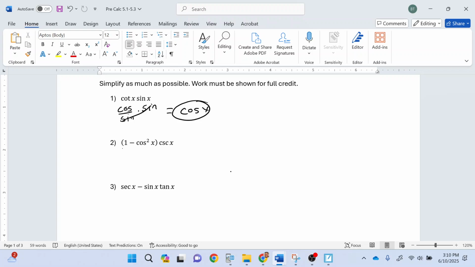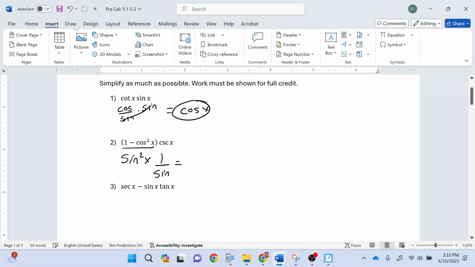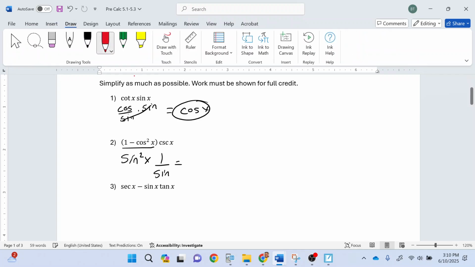For this one, 1 minus cosine squared x, hopefully you can see that it's become sine squared x, times cosecant, which is 1 over sine. Well, I could reduce this by 1, and I could reduce this completely. So it's just going to be sine x.